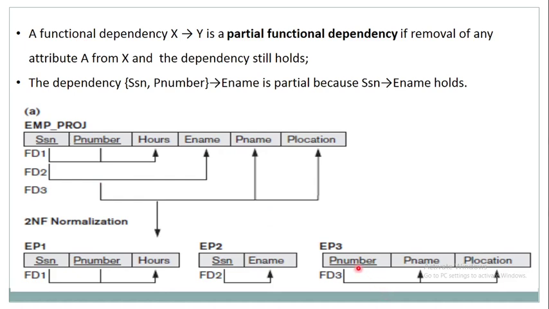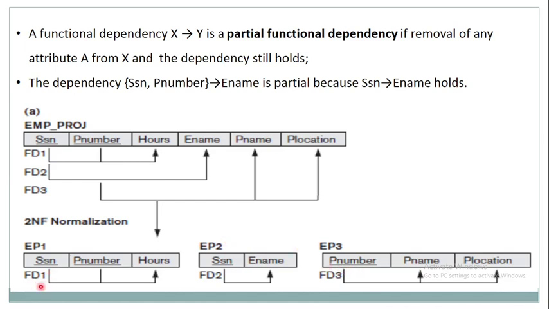As you can see, we have broken the entire table into 3 tables, and the first table is as it is: SSN, project number and hours, based on functional dependency 1. You keep it as it is. The rest you break into pieces and make separate tables, based on the functional dependencies. So now I can say that all these 3 tables are in second normal form.